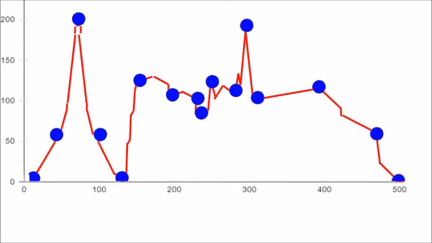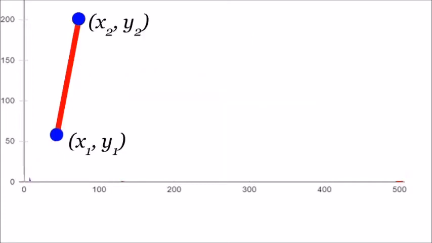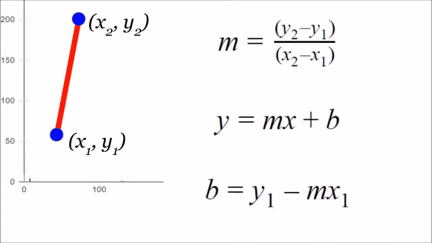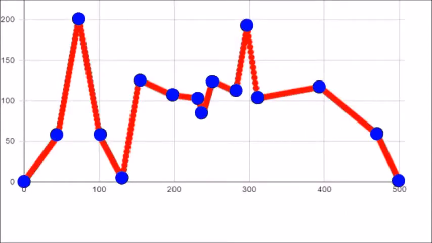Let's take these 15 line segments. Here's one of them, from point 1 to point 2. Find the slope, and y equals mx plus b will give you the y value for any x in this range. Wait a minute, what's b? That's b. And here is the outline of Paris in a manageable 15 linear equations.